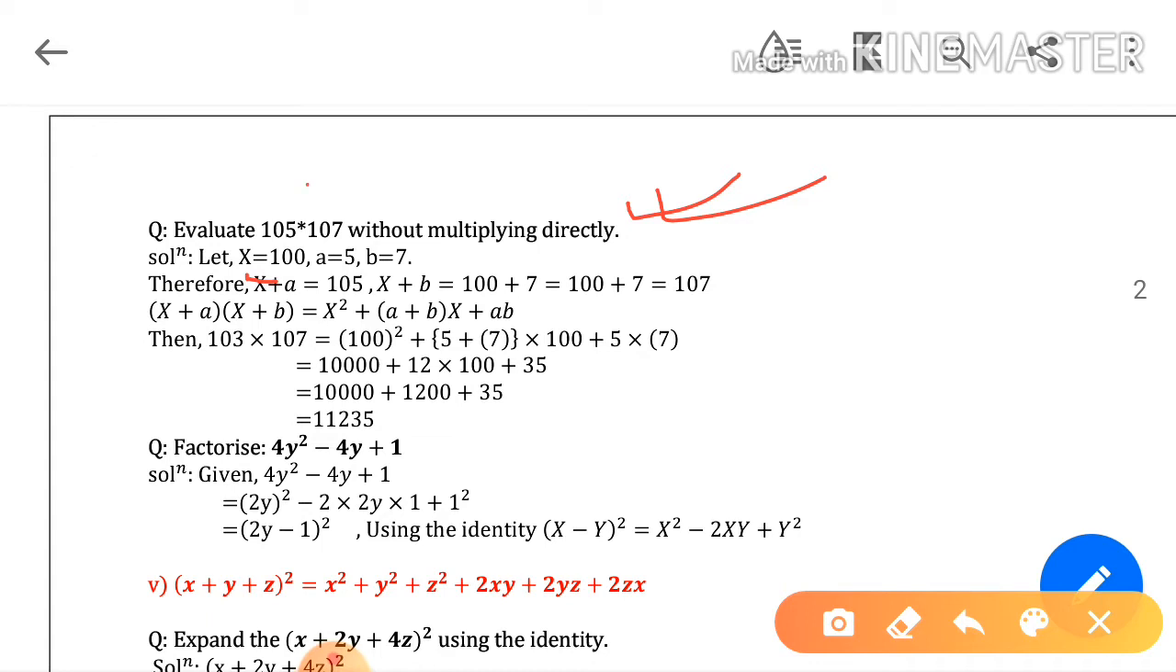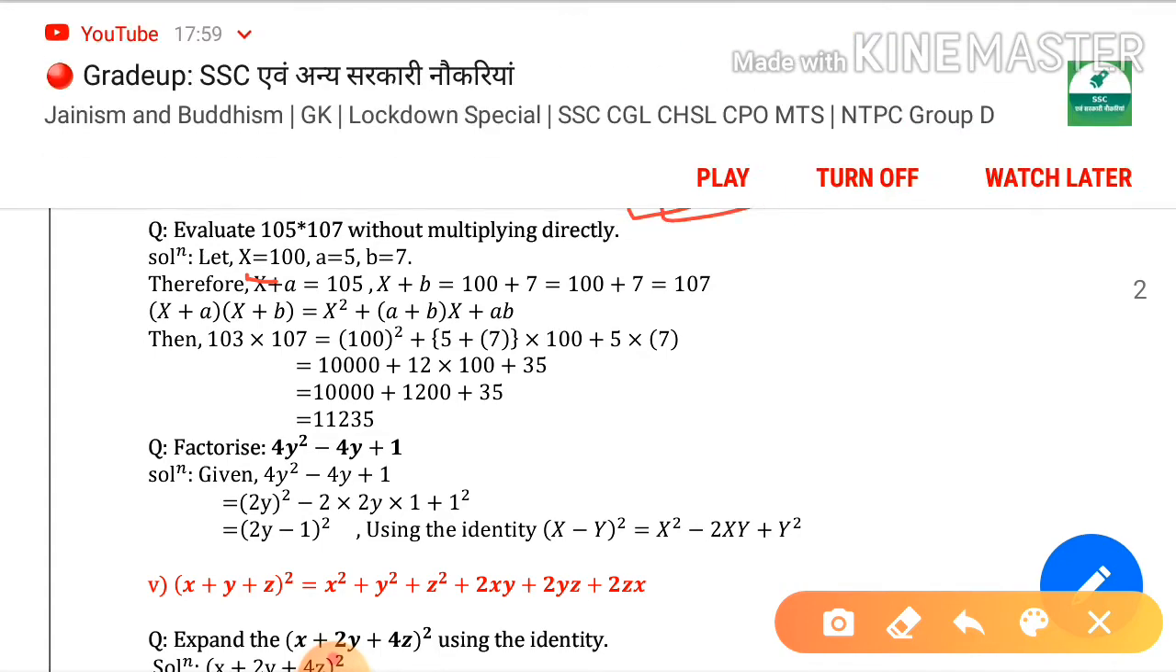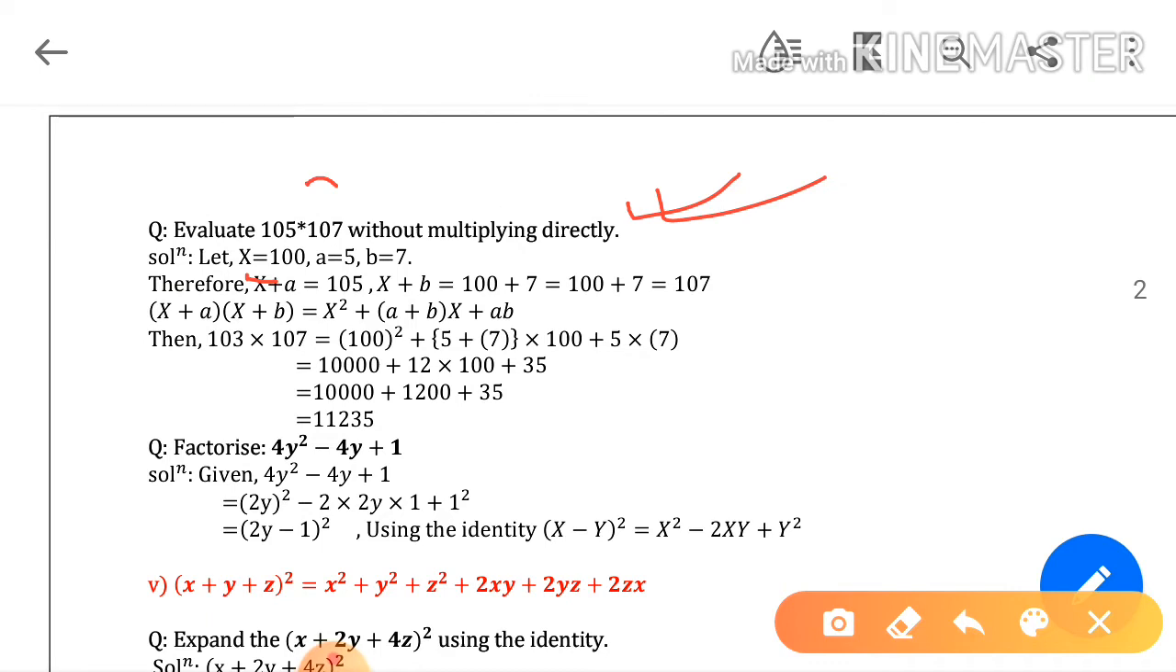The nearest value of 105 and 107 is 100. If we use 100 here, we can calculate the multiplication and subtraction with ease. That's why we take 100. So here x equals 100, a equals 5, b equals 7.